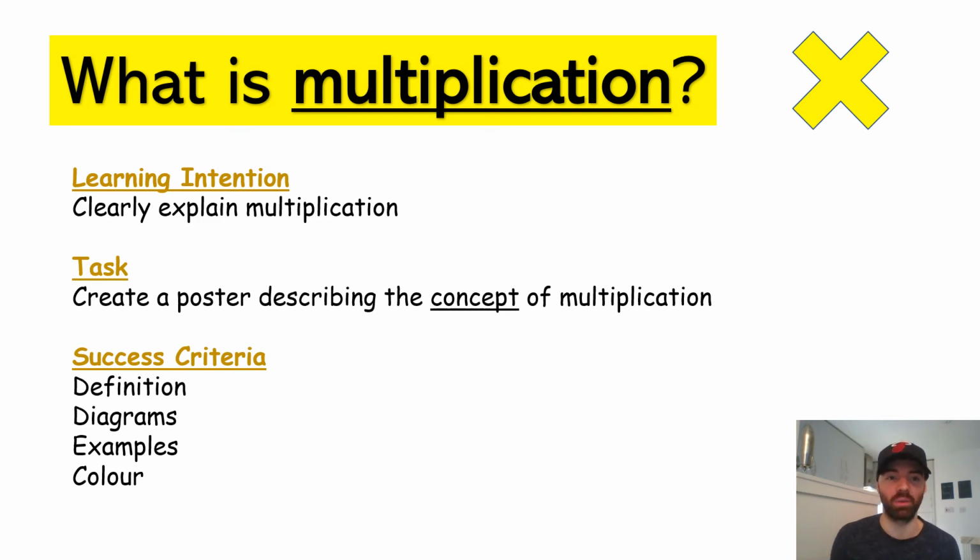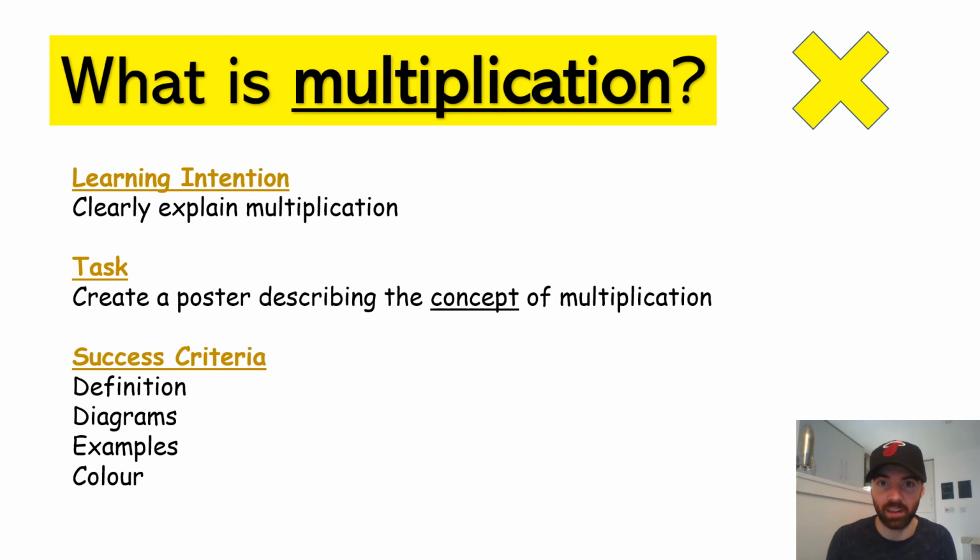So that's what you have to do. The task is to create a poster describing the concept of multiplication. That means the idea of multiplication. Don't just say multiplication is when you times 2 numbers together. Here's one, 3 times 2. No, you need to actually explain the concept, the idea of multiplication. And to do that, you need to use all those things that we just looked at. For success criteria, you need a definition. So you need to actually think, what is multiplication? Can I write down a meaning, a definition for it?